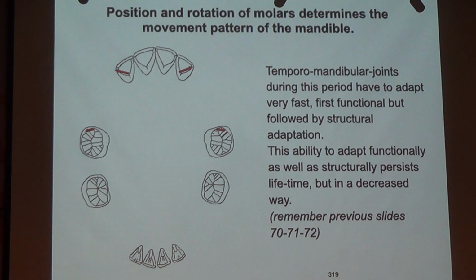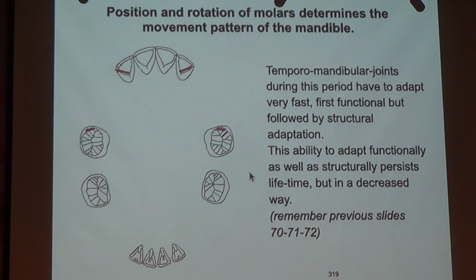And as you see here in the text, the temporomandibular joint during this period has to adapt very fast. First functional, but followed by structural adaptation. This ability to adapt functionally as well as structurally persists for a lifetime, to the day you die, but of course in a decreased way. Thì khớp thái dương hàm trong cái giai đoạn này á, là thích ứng rất là nhanh. Ban đầu là nó có sự thích ứng về chức năng, và theo sau đó là sự thích ứng về cấu trúc. Và cái khả năng thích ứng về mặt chức năng cũng như là thích ứng về mặt cấu trúc á, nó sẽ tồn tại suốt đời, nhưng mà nó sẽ giảm dần.